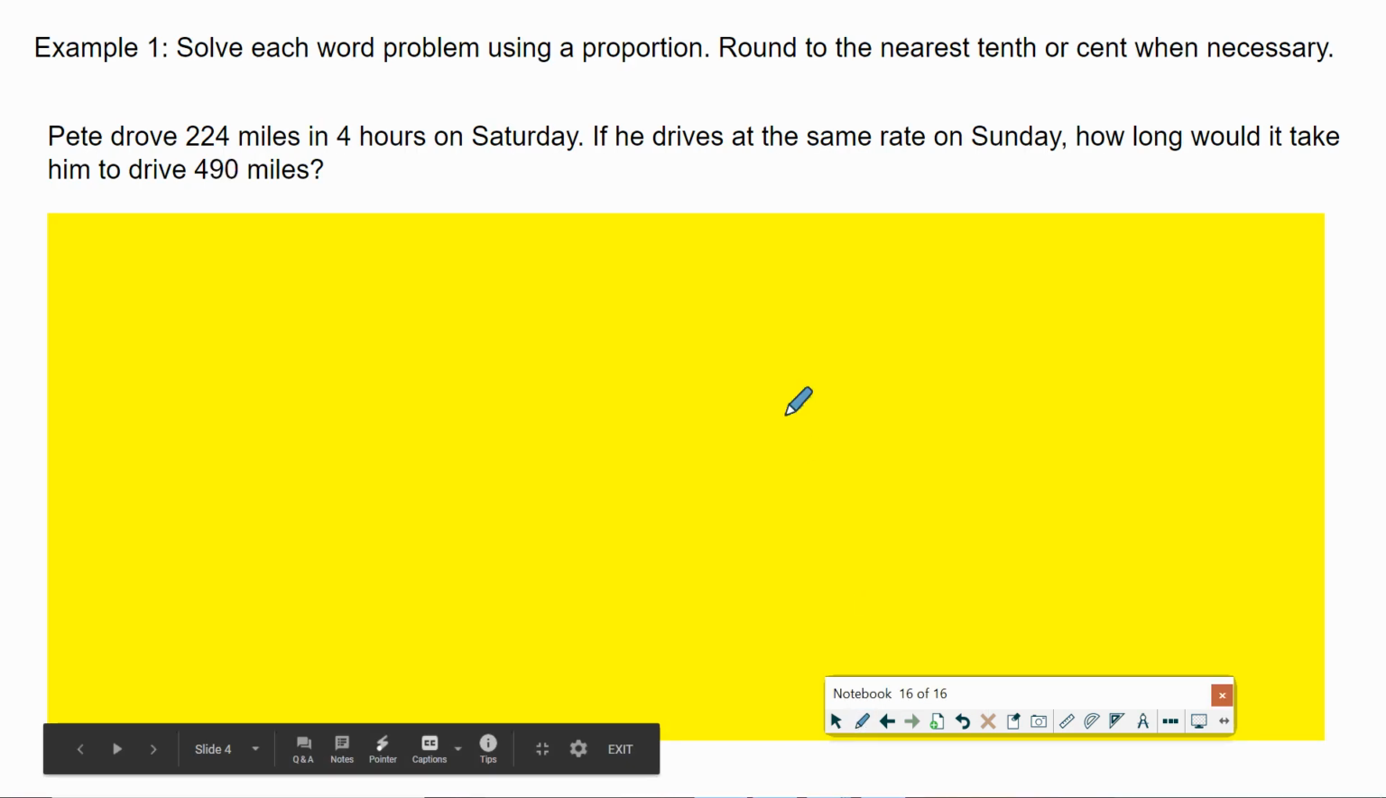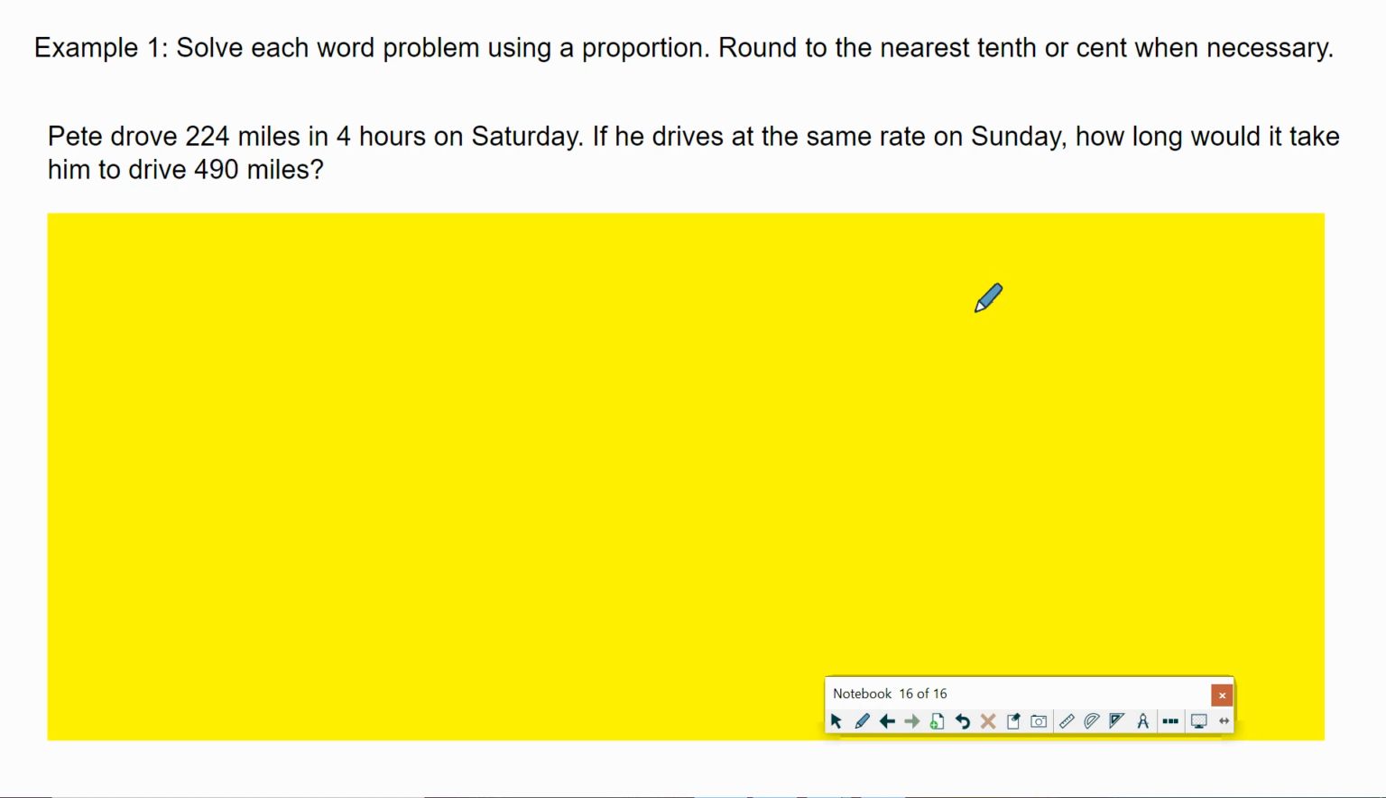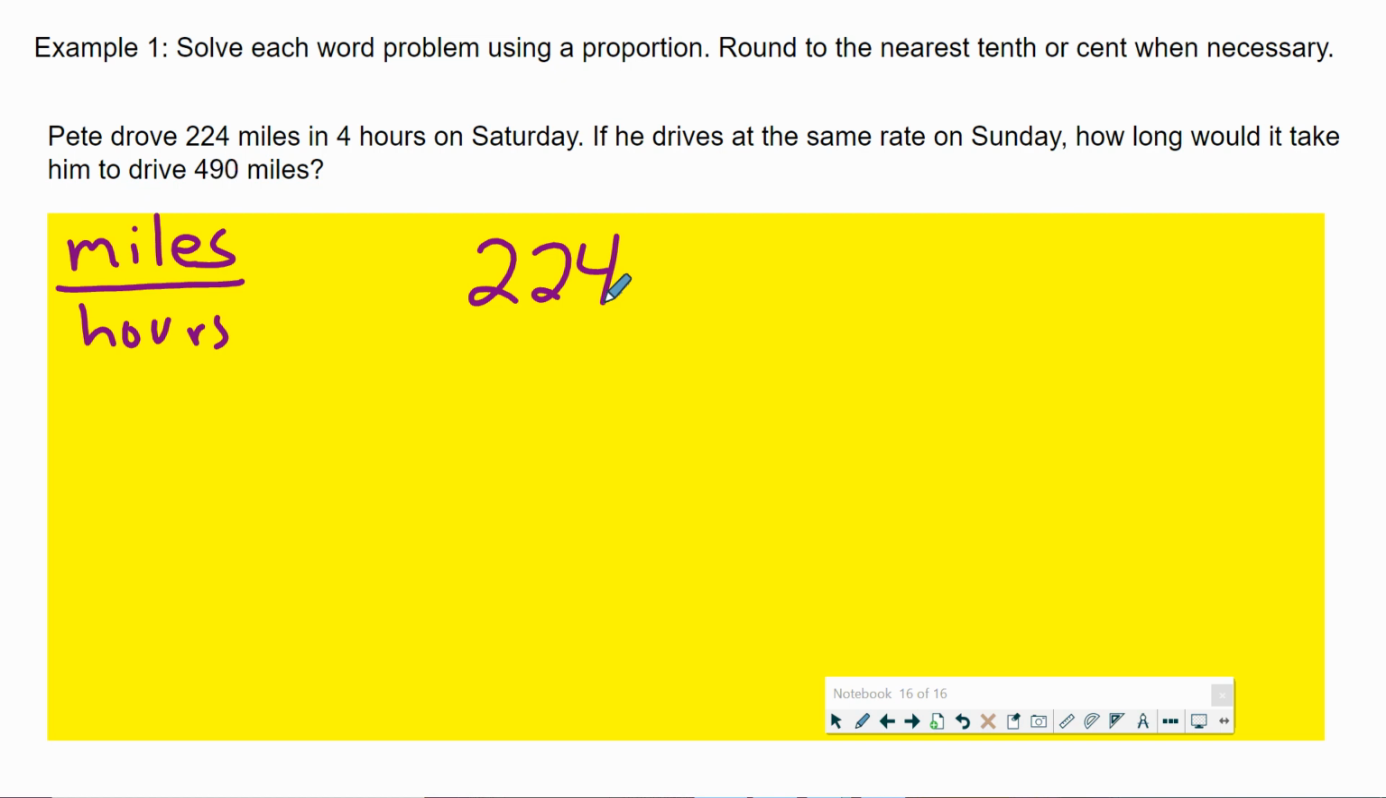Okay, so this problem says, Pete drove 224 miles in 4 hours on Saturday. If he drives at the same rate on Sunday, how long would it take him to drive 490 miles? So my key is I'm comparing miles to hours. So I'm going to write my proportion as 224 miles over 4 hours should equal 490 miles over X, because miles goes on top.